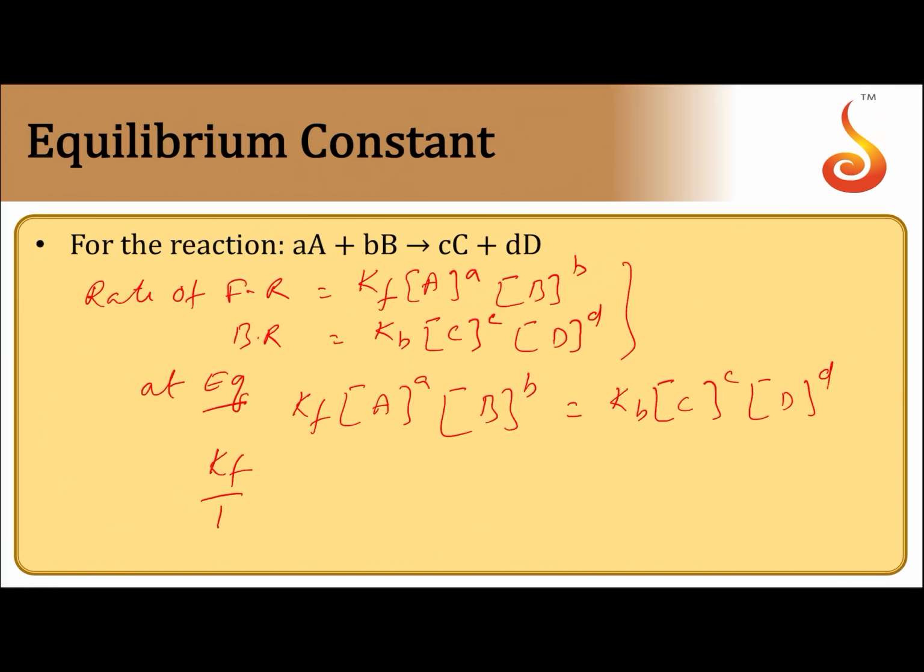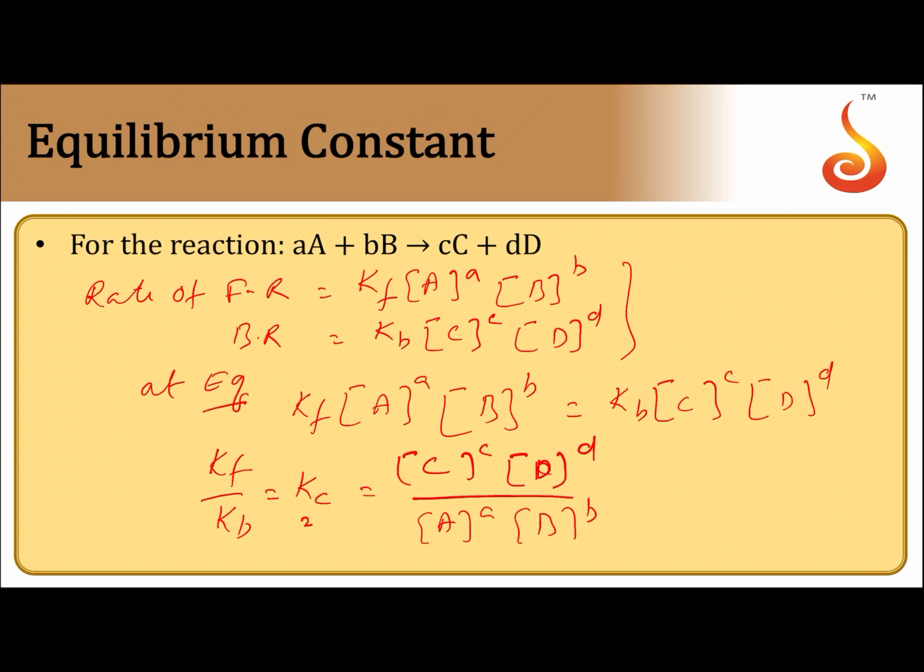Now when you divide Kf by Kb, both are constants, so we are going to get some other constant. Let us take it as Kc, which is called the equilibrium constant, which becomes equal to C to the power of c and D to the power of d, divided by A to the power of a and B to the power of b. So this is called the equilibrium constant Kc. It can be defined as the ratio of the forward reaction rate constant to the backward reaction rate constant.